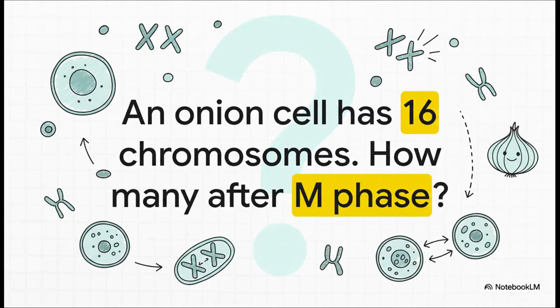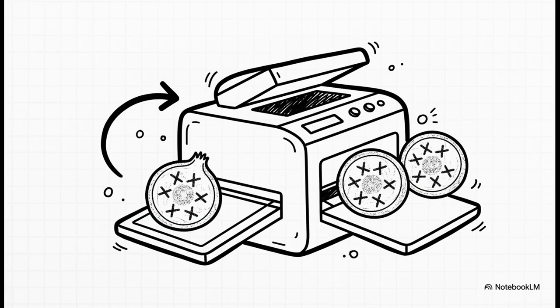Okay, time for a quick quiz break to check your understanding. This is a very, very common exam question, so pay attention. An onion root tip cell has 16 chromosomes. After it finishes M phase, how many chromosomes will the new cells have? And the answer is still 16. Why? Because mitosis is an equational division. It's just like a photocopy machine. It makes an exact copy. The number of chromosomes stays the same. Shabash if you got that one right.